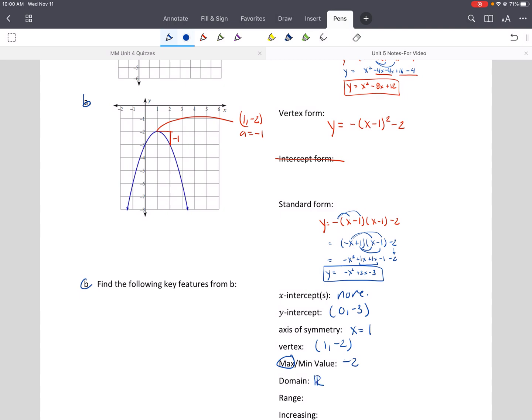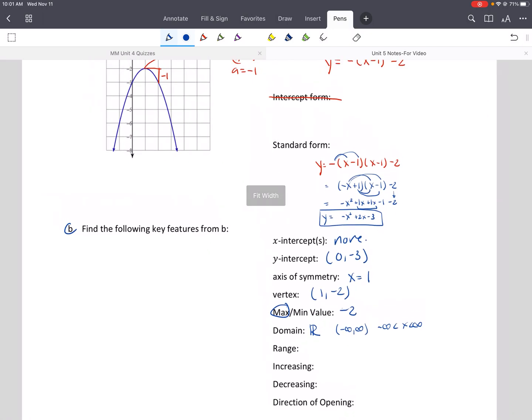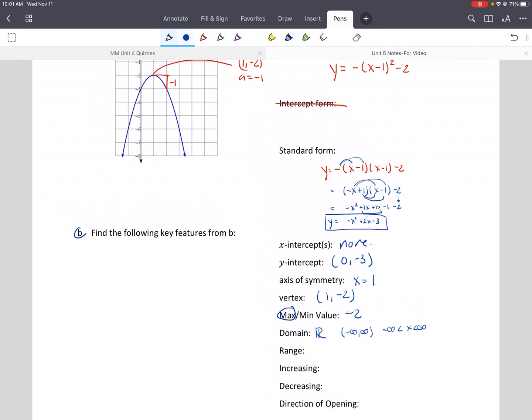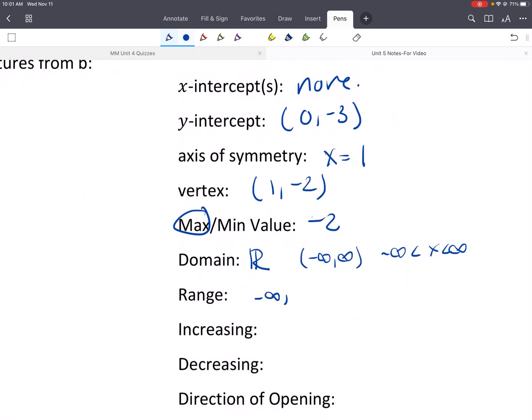Domain would be all real numbers. And again, you can write it the other two ways as well, like this. Or, okay. Range, again, it's all y values, so you'd start at negative infinity all the way until it stops. So you'd go from negative infinity to negative 2, and we'd include that value. Or we could say all y values less than or equal to negative 2.